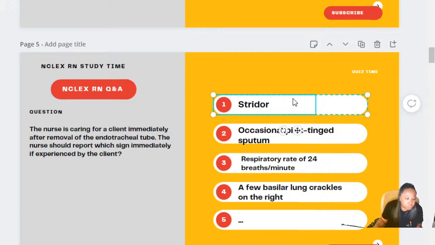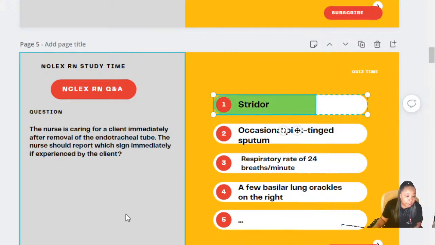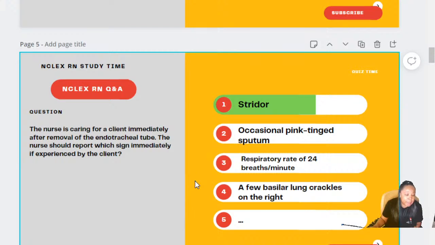Okay, we will choose stridor. You know why we're choosing stridor? Because stridor is a sign that the airway is occluding. When you hear stridor, that means there's an obstruction.